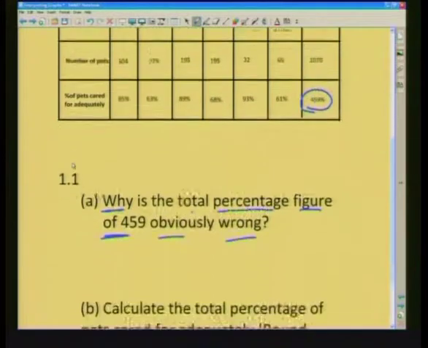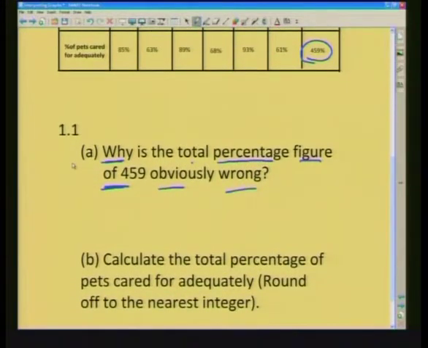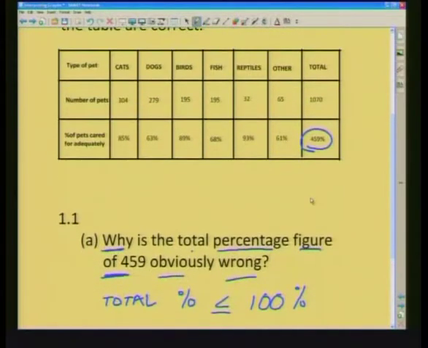Now straight away that should make no sense to you, because remember, all percentages have to add up to 100%. So your total percentage should always be less than or equal to 100%. And therefore it doesn't make sense here to get 459%, so they've just added all of these together. They got 459%. It doesn't make any sense there at all.